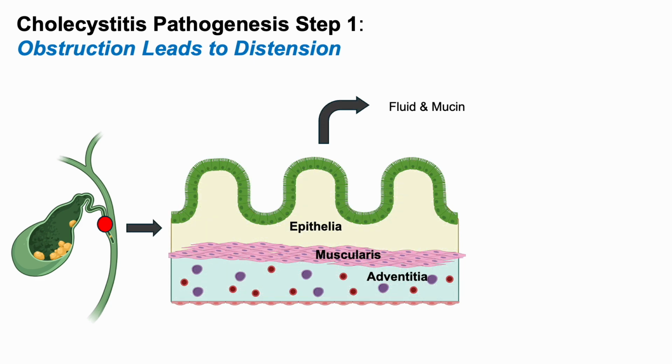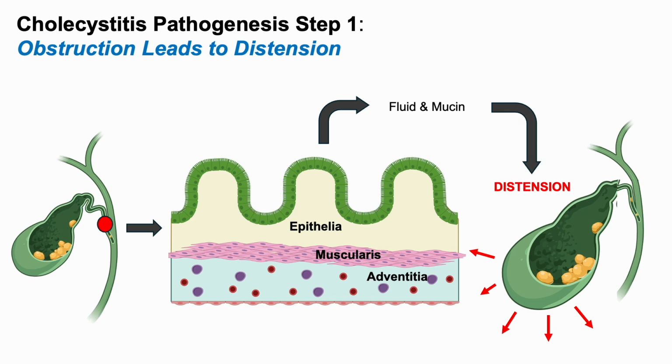Now, the gallbladder wall is made of three layers: epithelia, muscularis, and adventitia. Epithelial columnar cells that are lining the lumen of the gallbladder absorb fluid and salt, concentrating bile, and also secrete mucin. With obstruction, the dynamic balance between bile reflux into the gallbladder, fluid absorption, and electrolyte exchange is disrupted, and the net result is gallbladder distension with fluid accumulation.